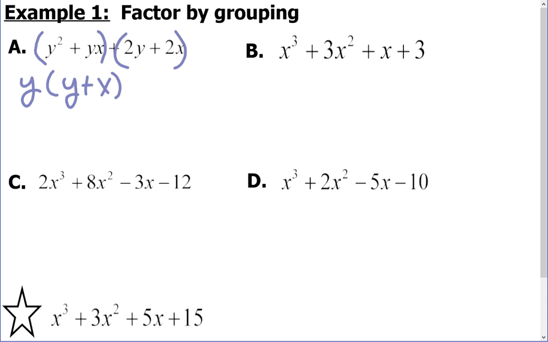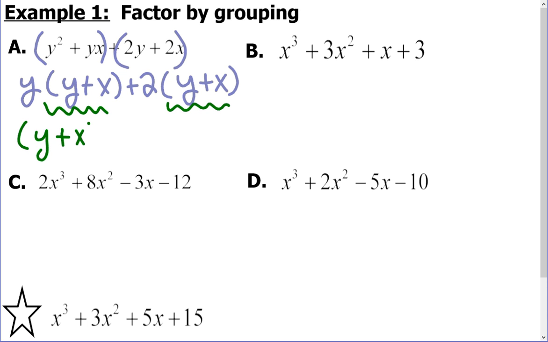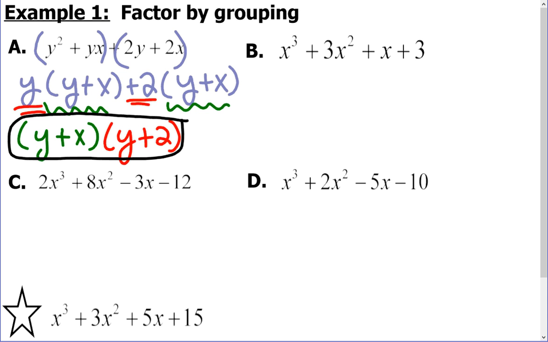And then my GCF in the second group is 2. So we're going to pull a 2 out, and we're left with y plus x. So the GCF now is y plus x, so we're going to pull that out, and we're left with y plus 2. And remember, when you pull the GCF out and you write what's left, they're being multiplied together, so don't add in a plus sign here. We don't want a plus sign there.